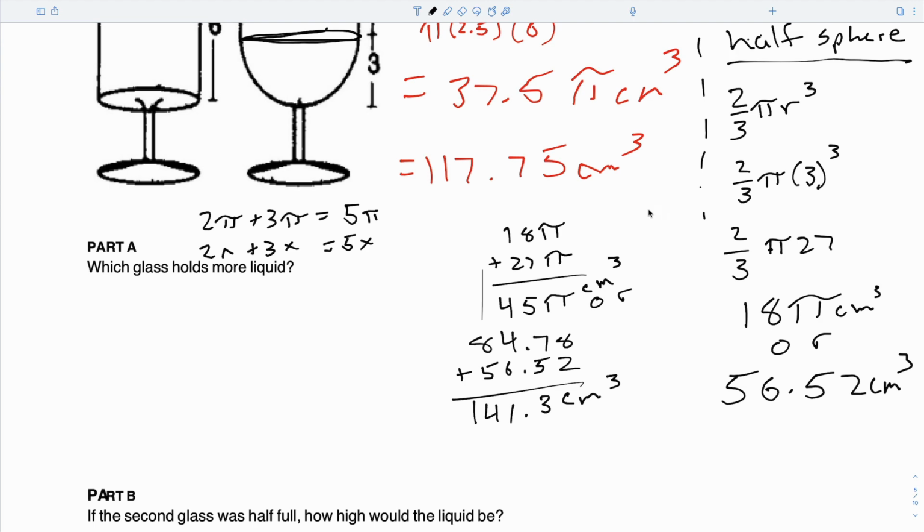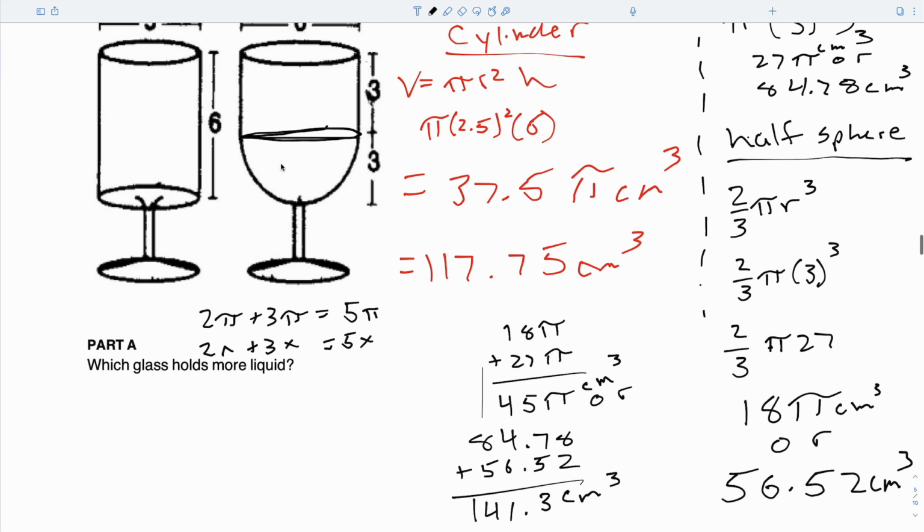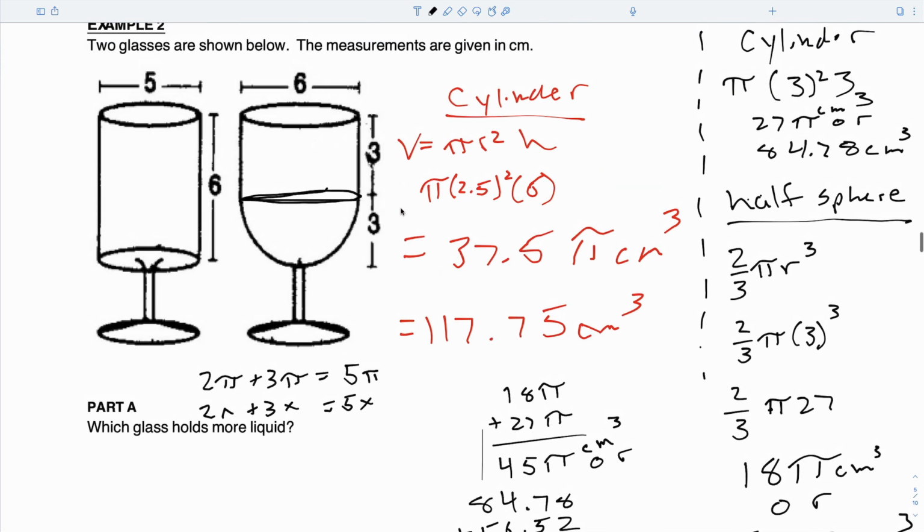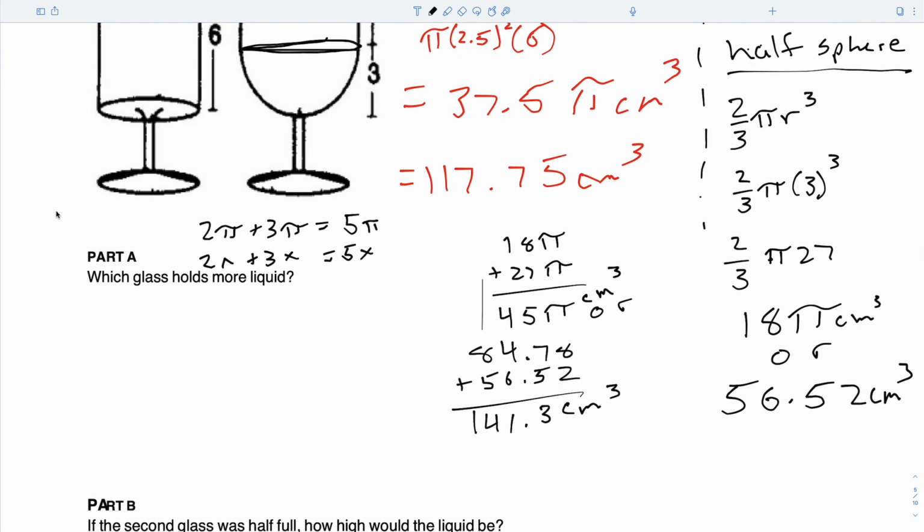Which one holds more liquid, cylinder or goblet? We are definitely thinking the goblet holds more. So compare the two, and goblet's 141. Goblet holds more liquid.